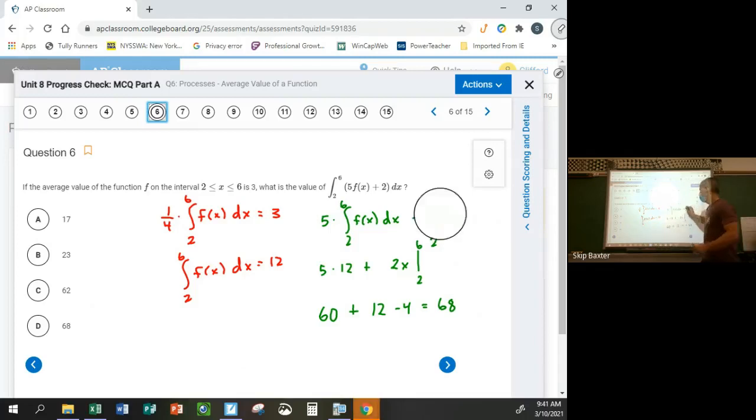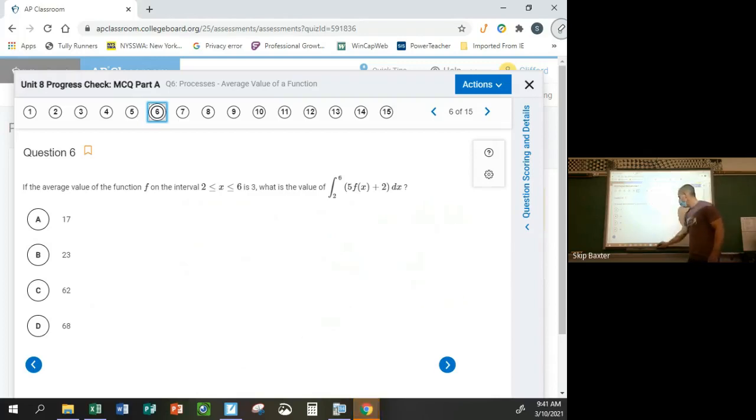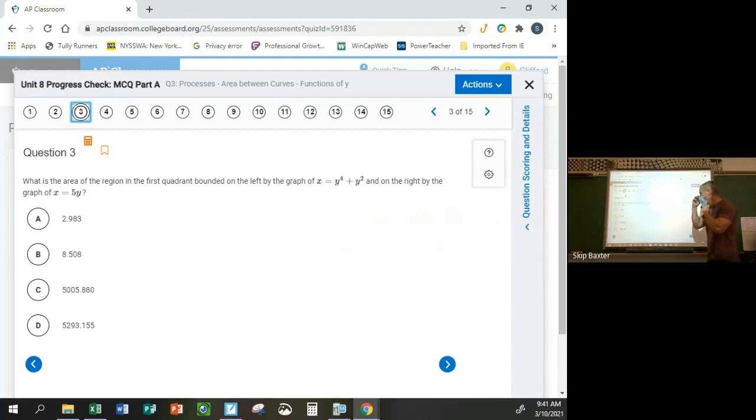What else? John? Yeah. On the same set? Yeah. 3. What's the area of the region in the first quadrant bounded on the left by the graph of x equals y to the 4th plus y squared, and on the right by the graph of x equals 5y? Okay, so what's interesting about this problem is it's functions of y, right? So they're telling us we're probably going to have to use y values as limits of integration.